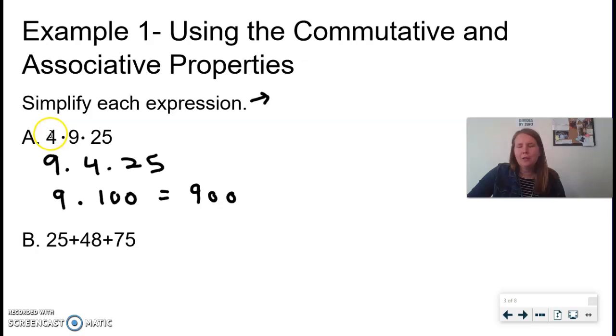Because then if I went backwards and I went, okay, 4 and 9 is 36. 36 times 25? Is that still the same? I hope I'm doing this right. Yeah, so it gives you 900. But that's not as easy to multiply in your head.